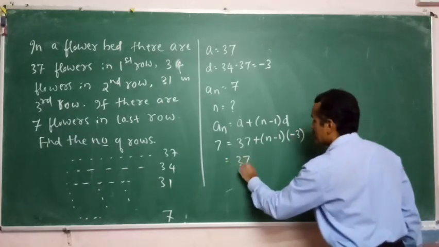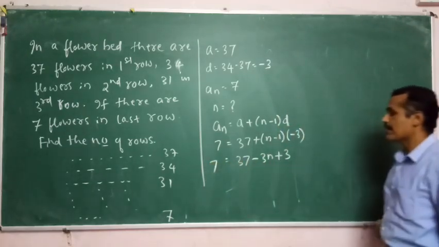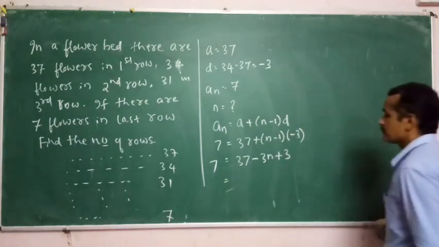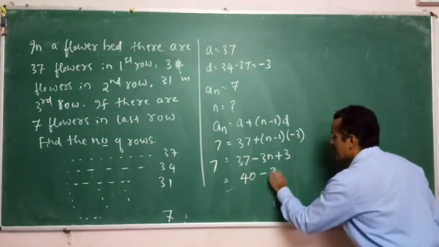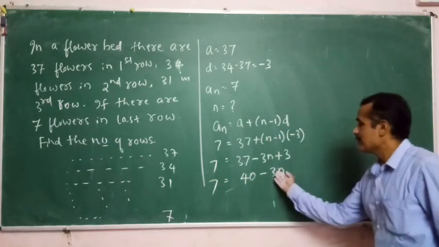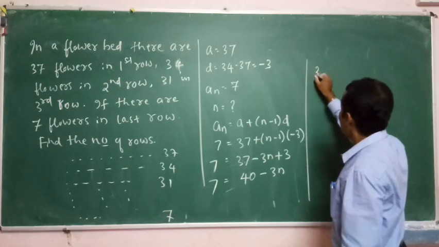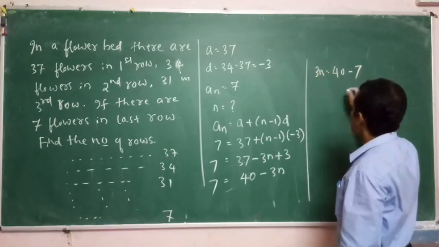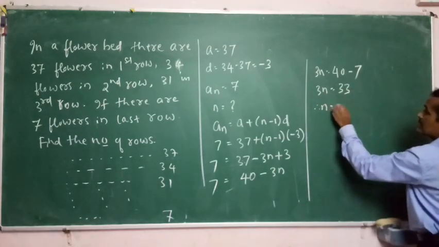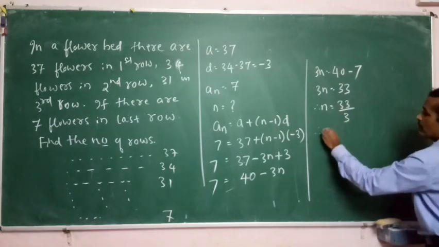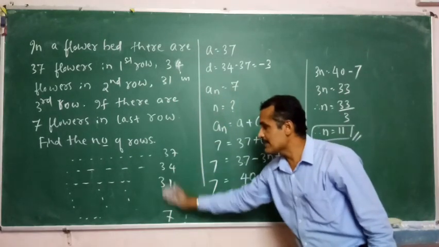Open the bracket: 37 minus 3n plus 3 is equal to 7. It is 40 minus 3n is equal to 7. Let me take 3n to the LHS and 7 to the RHS. That gives you 3n is equal to 40 minus 7. 3n is equal to 33. Therefore, n is equal to 33 by 3. Therefore, n is equal to 11.